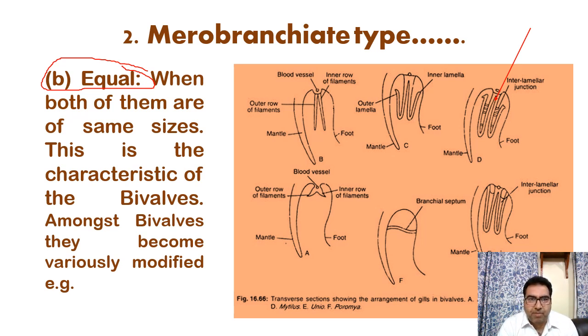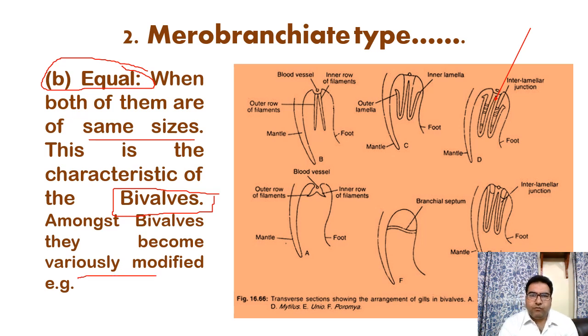So in this very part, what we are seeing is when both of them are of the same size, and this is the characteristic feature of the bivalves. So when these very both rows are of equal size, we say they are the equal bipectinate type. And amongst the bivalves, they become variously modified.